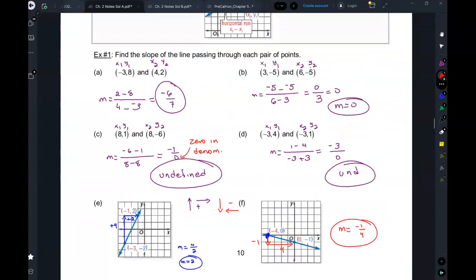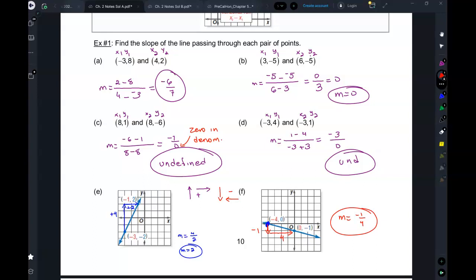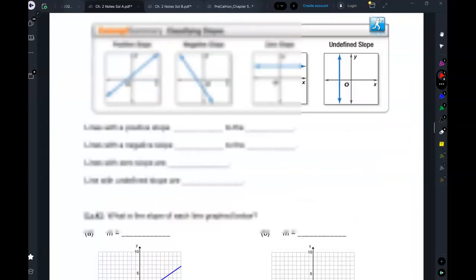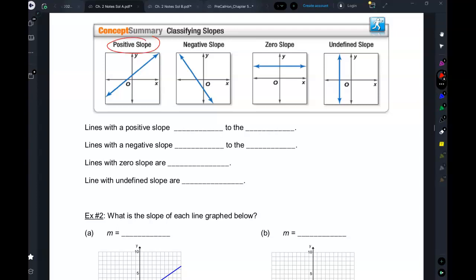Okay, so if we take a look here, look at the values of the slopes we got. Some of them were positive and some of them were negative, right? Let's see what that means. If you have a positive slope, that line will increase. If you look at it left to right, it will increase to the right, right? So lines with a positive slope increase to the right. Lines with a negative slope decrease to the right.